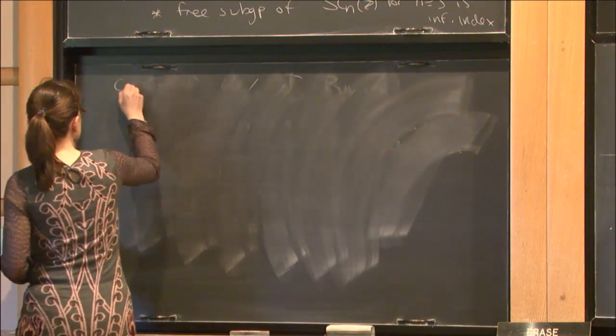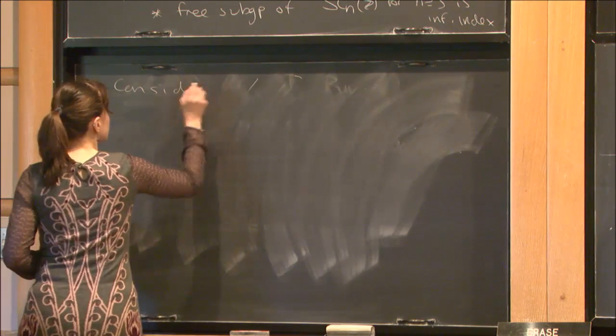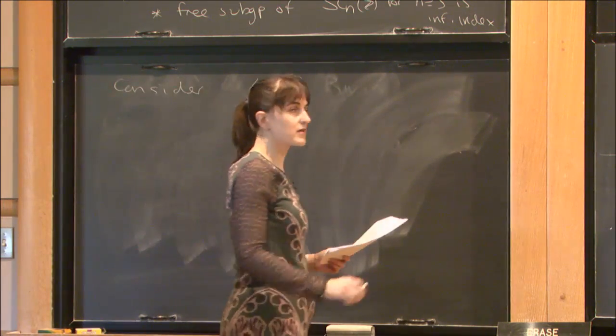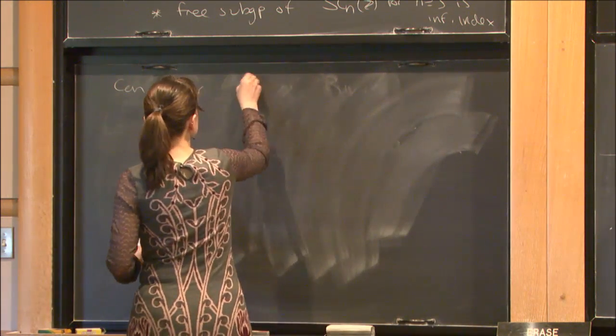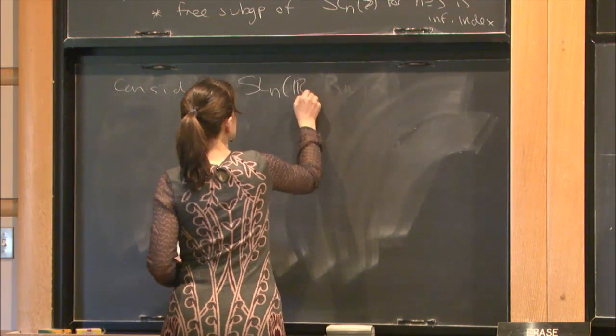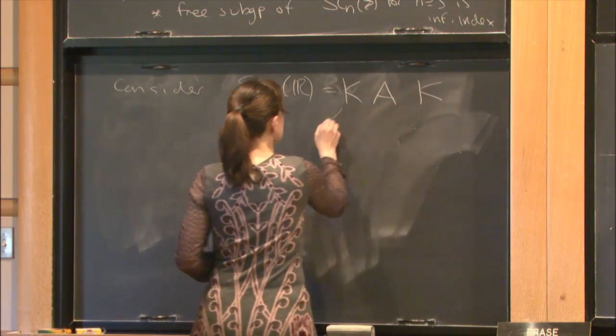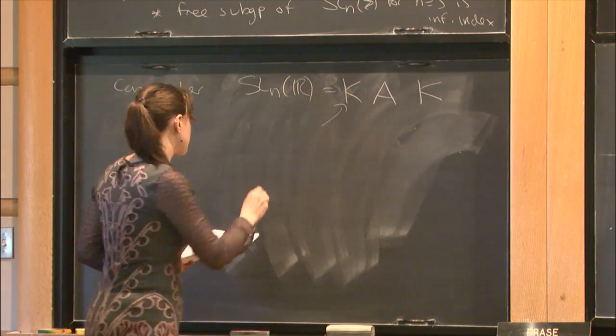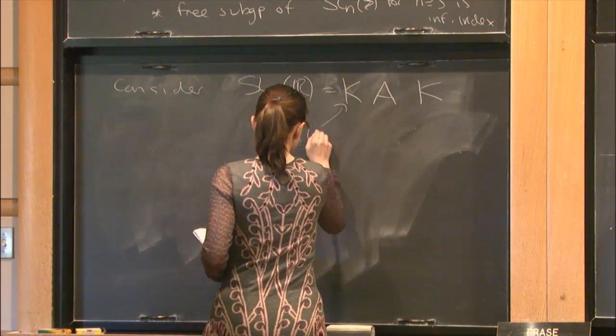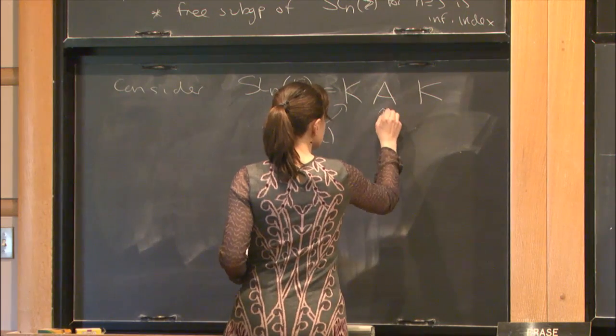First of all, recall that SL_n(R) has a Cartan decomposition, KAK. This can be written as KAK, where K is the maximal compact subgroup, so it's SO_n(R), and A is diagonal.